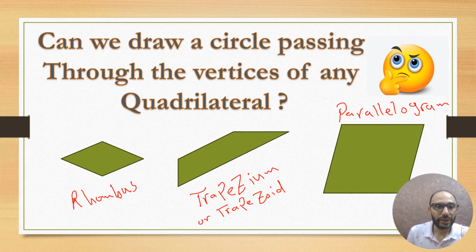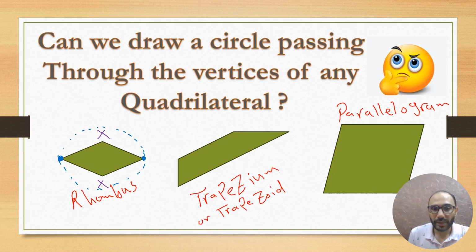So can we draw a circle that passes through a rhombus or a trapezium or a parallelogram? If you try to get your compass and draw a circle, let's try. We cannot do that, because if you try to draw a circle that passes through the vertices of a rhombus, you will find that the circle will pass through only two vertices out of the four, and it cannot touch the other two vertices. Okay, like that.